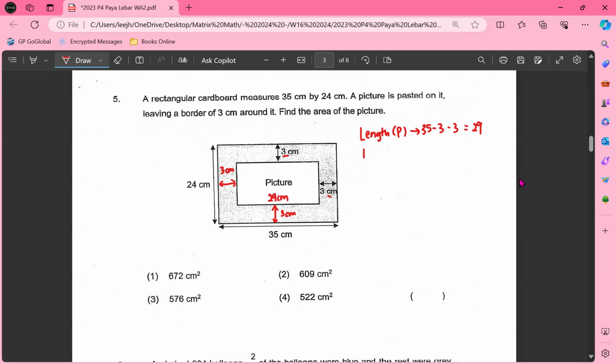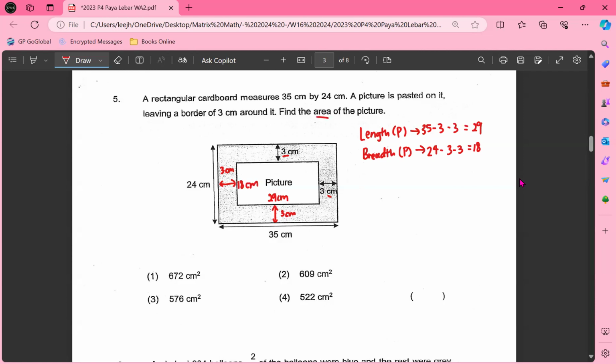But what about the breadth of the picture? P, yeah? So you look at the breadth is 24. So if this is 24, top and bottom is actually 3 cm shorter, right? So you have to take 24 minus 3 minus 3 equals 18 cm. So this is 18. Okay, so we now got the length and breadth of the picture.